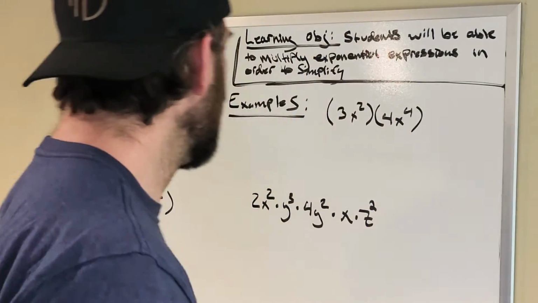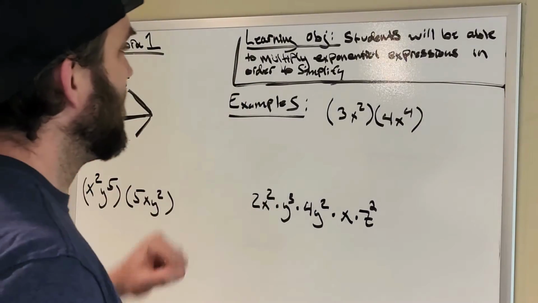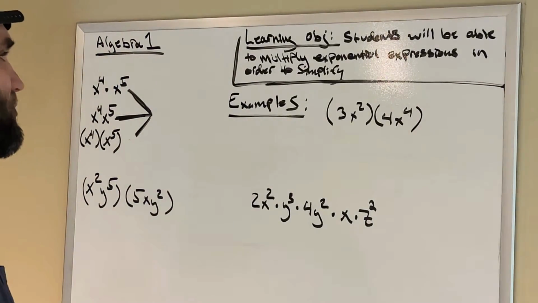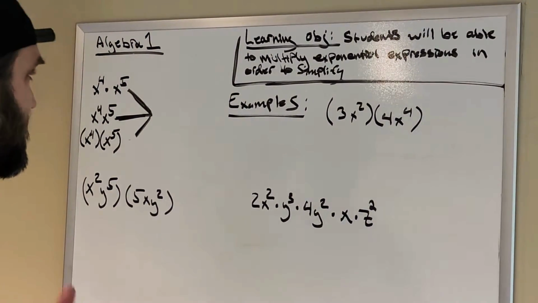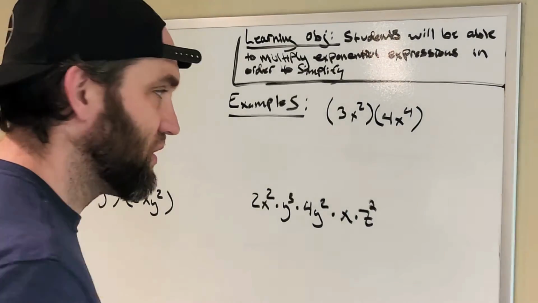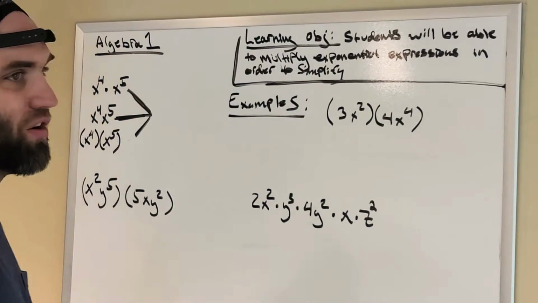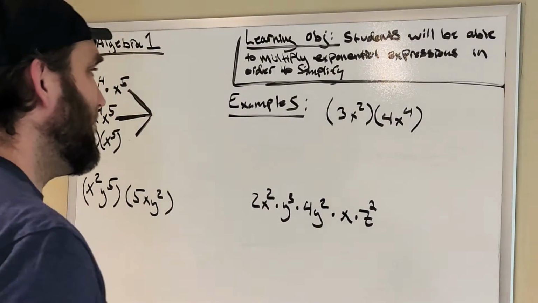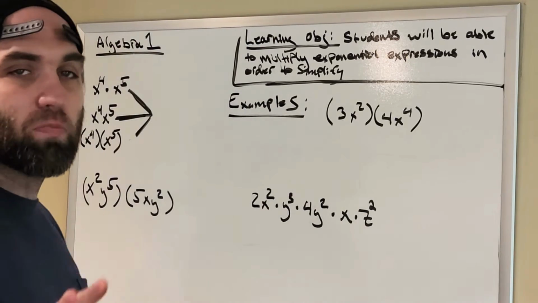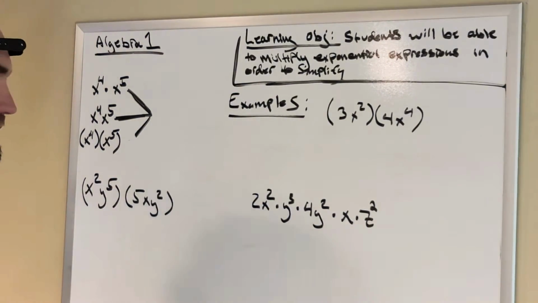But today, let's talk about exponents and what we're going to be doing. Starting up here, learning objectives: students will be able to multiply exponential expressions in order to simplify. Remember, when we simplify exponential expressions, we don't have any parentheses, we don't have any zero or negative exponents, and each base only occurs once in a simplified expression.